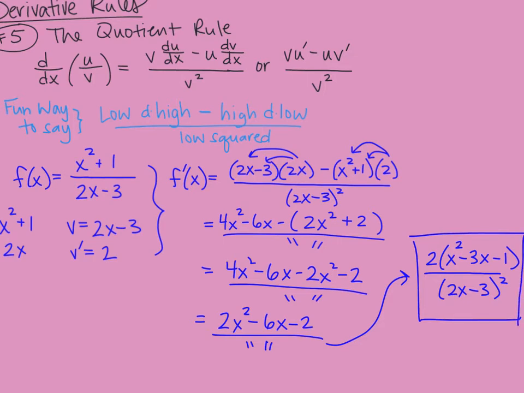A lot of calculus, if you haven't realized already, is algebra cleanup. It's being good at distributing the negative signs properly, multiplying properly, especially with exponents, combining like terms, understanding how to factor, and understanding how to cancel. Let's take a look at a few other examples of the quotient rule.